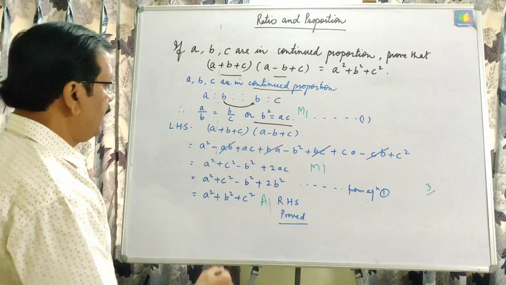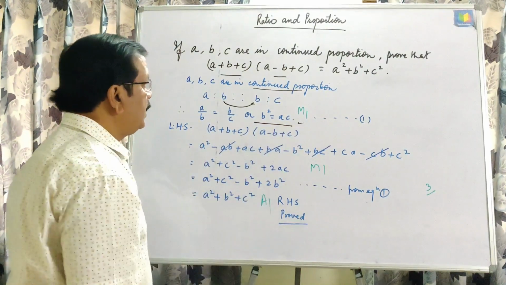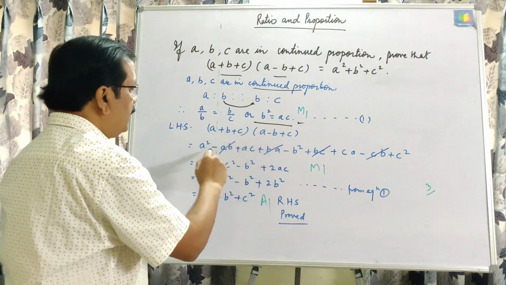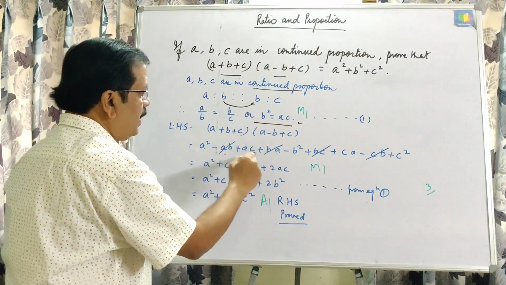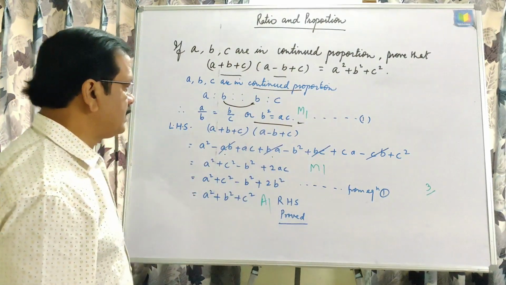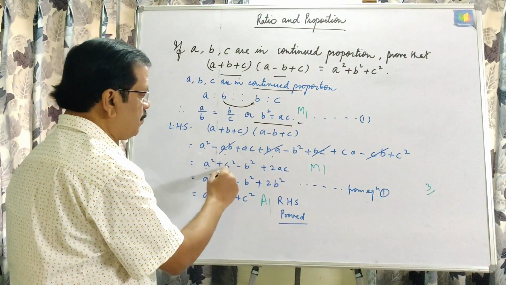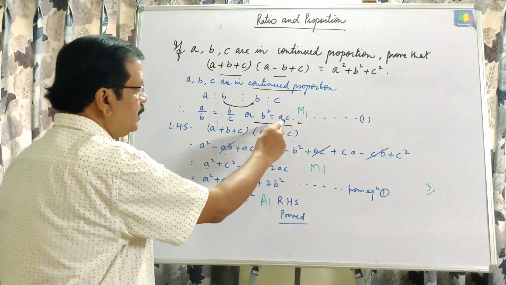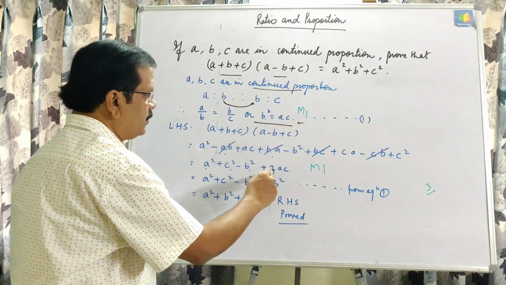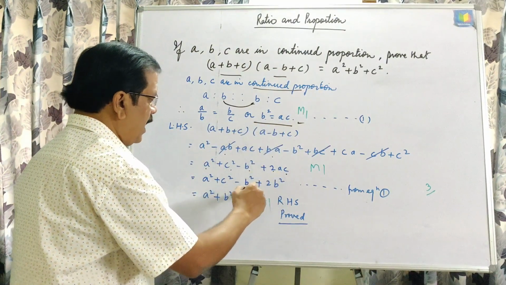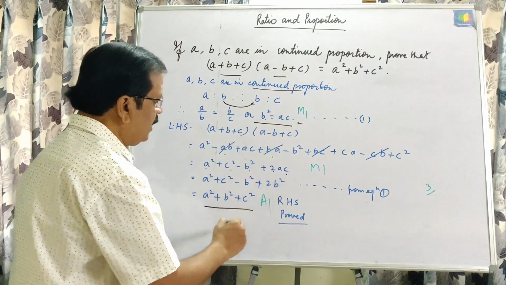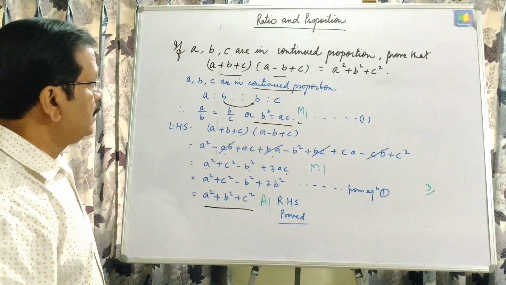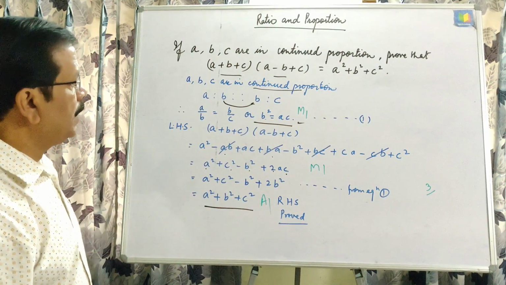Then we take the left side of the first expression, multiply it out, and AB and AB cancel, BC and BC cancel. We get A square plus C square minus B square plus 2AC. From the earlier equation, B square is equal to AC, so this is 2B square, and this cancels. We get A square plus B square plus C square as the answer. This is what we had to prove.